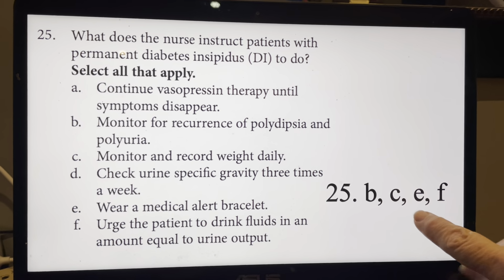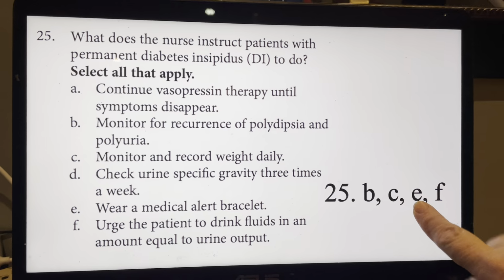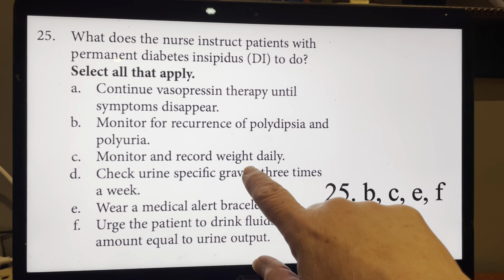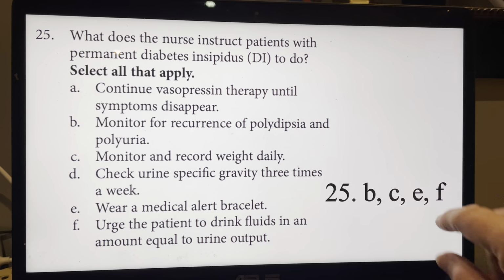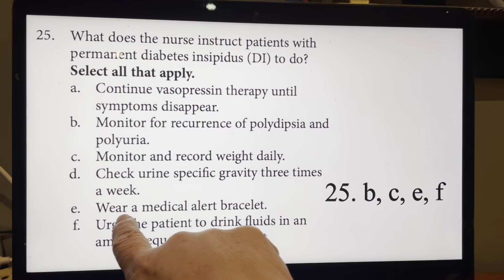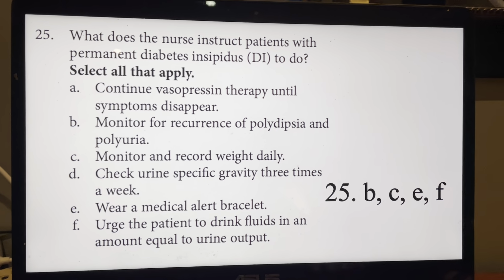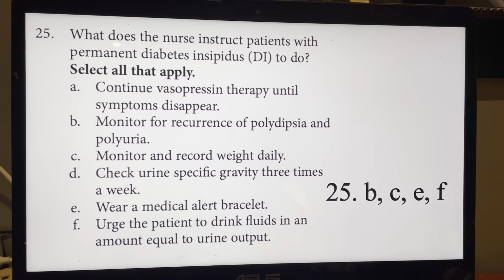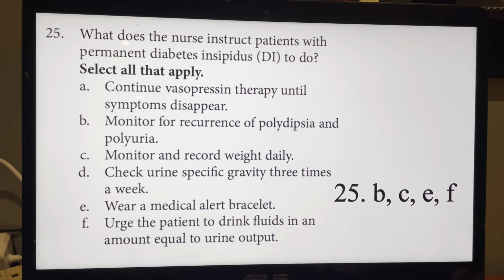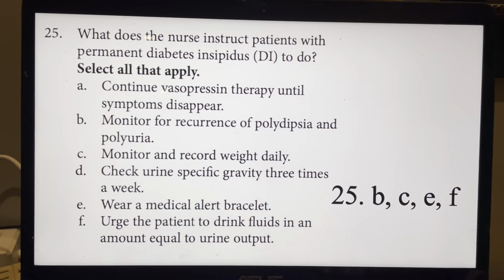You are going to record their daily weight because the best indication of a patient's fluid status is a daily weight. That'll be on your NCLEX. Write that down somewhere. Everybody that's got something should wear a medical alert bracelet. And then, if you pee 500, drink 500.